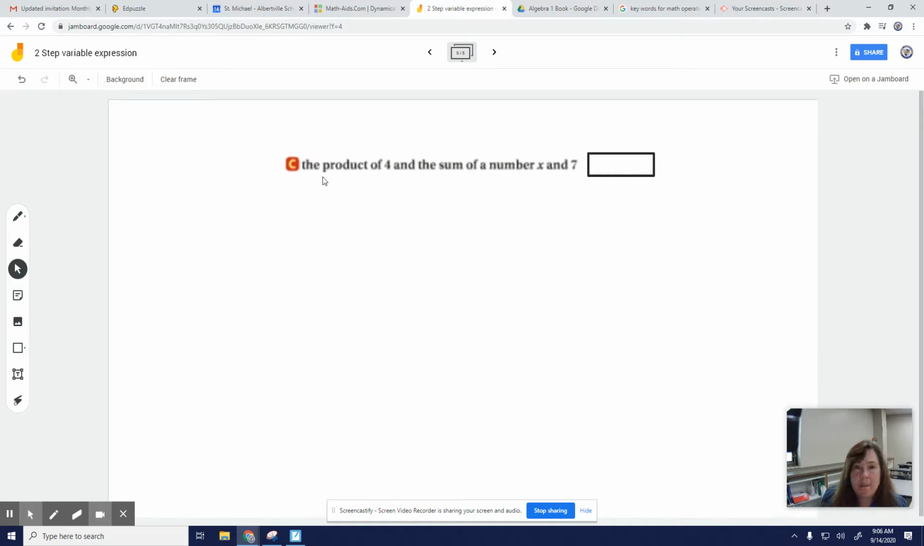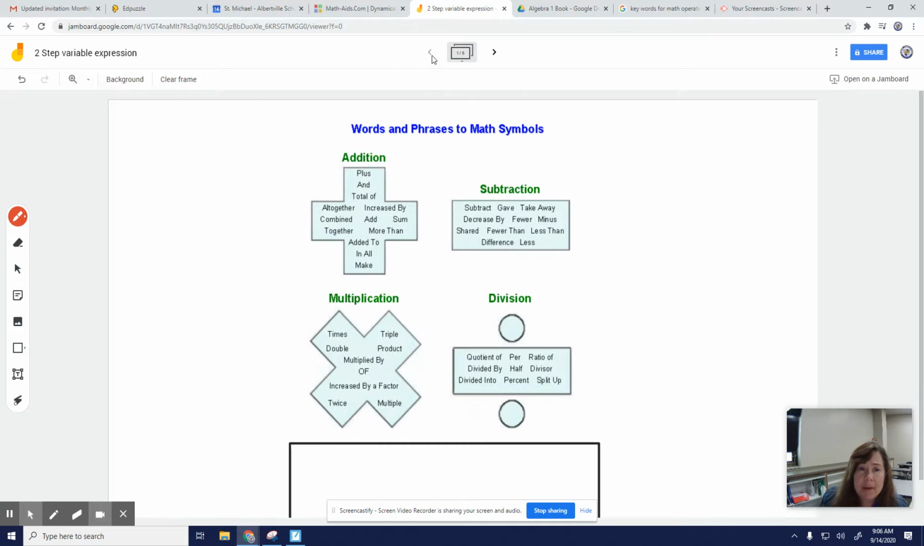Let's try one more here. Here's our last slide. The product of 4 and the sum of a number x and 7. Whew, got a lot of words on this one. Let's start by underlining our key phrases. Product and sum. Product and sum. If I forgot what they mean, I'm going to look back on my cheat sheet.